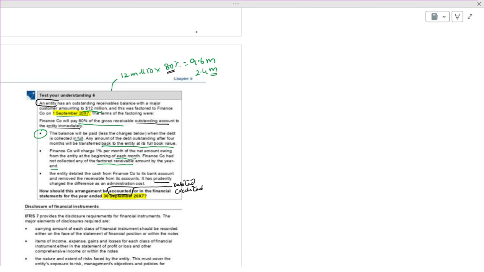The company will be paid less the charges below when the debt is collected in full. When the debt is collected in full, they will pay the balance amount. Any amount of debt outstanding after 4 months. Is that what they are talking about? But we are preparing only one month, from 1st September till 30th September.